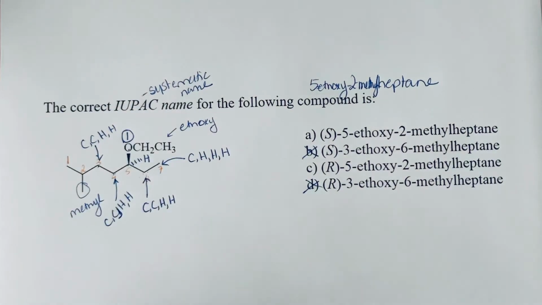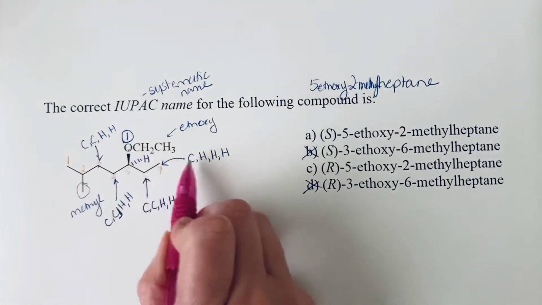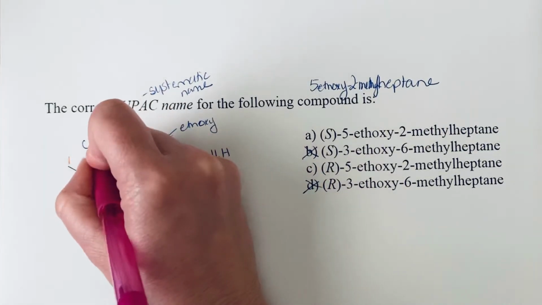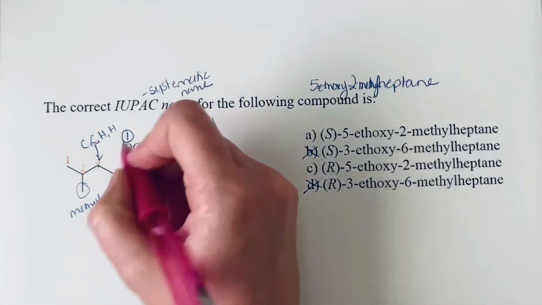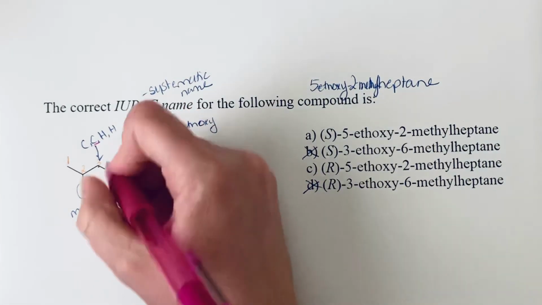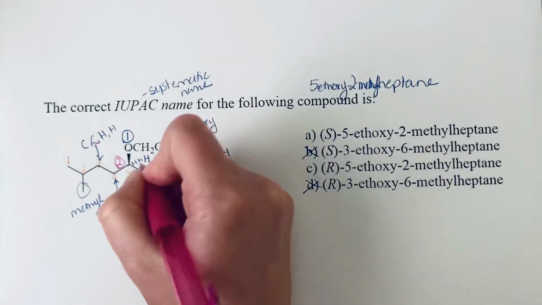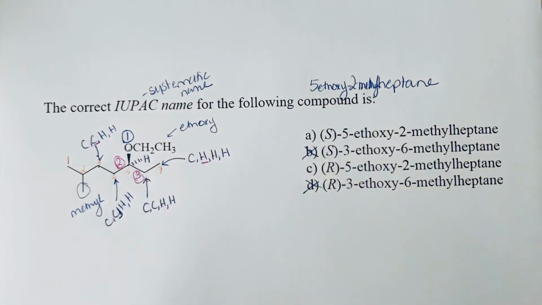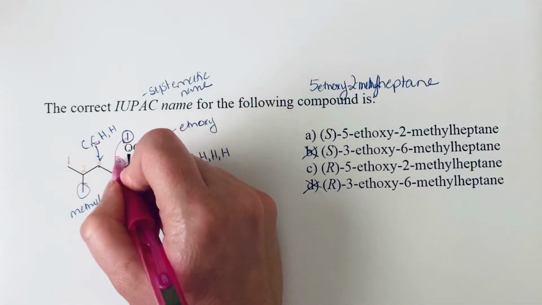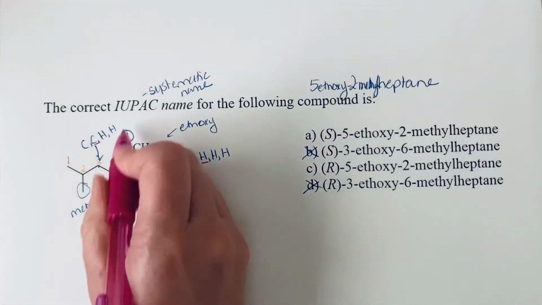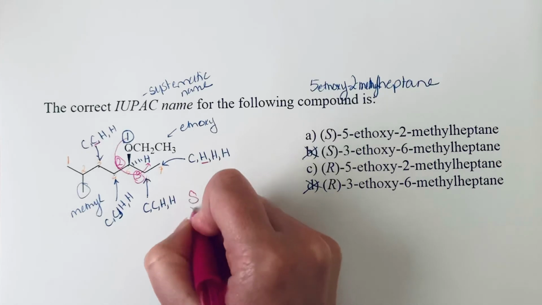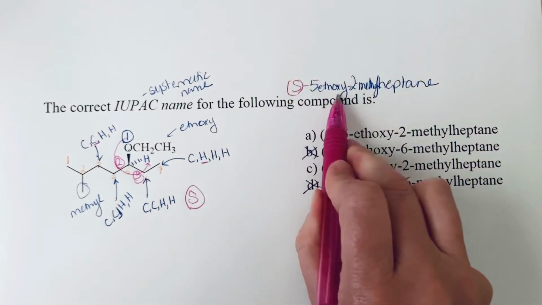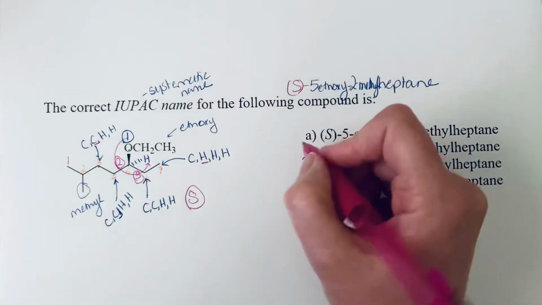And now we do have a difference because if we compare carbon, carbon, that's the same, carbon, hydrogen, there's our difference. So that tells us that this chain here on the left is the second priority and the chain going off to the right is the third priority. So if we draw our arc from 1 to 2 to 3, we see that that is counterclockwise. So that stereo center is S. So we want to say that this is S-5-ethoxy-2-methyl heptane, which is option A.